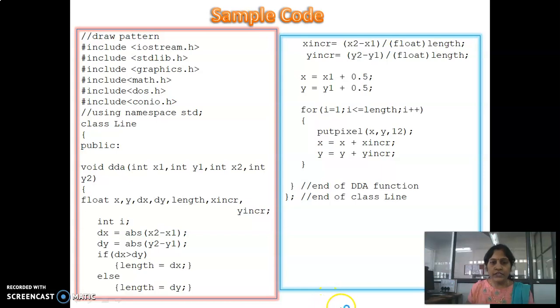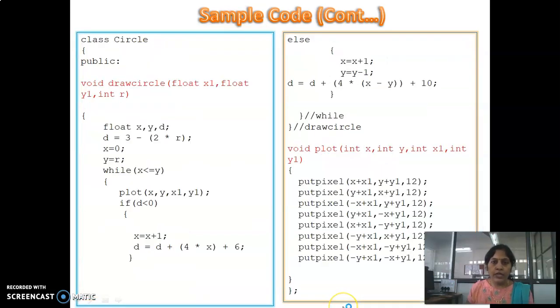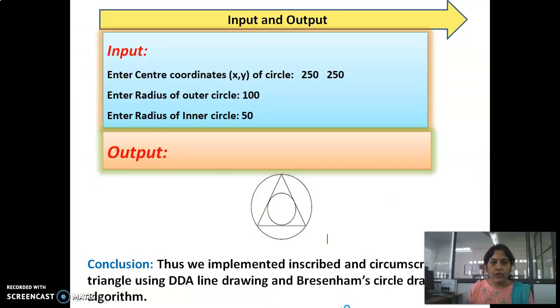This is the sample code that I have shown here. This is the input: enter the center 250 comma 250, enter the radius of the outer circle 100, enter the radius of the inner circle 50. So this will be the required shape that is drawn. Hence I will conclude that here we have implemented inscribed and circumscribed triangles by using the DDA line algorithm and the Bresenham circle drawing algorithm. Thank you.